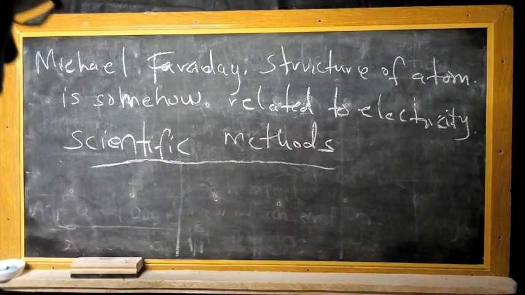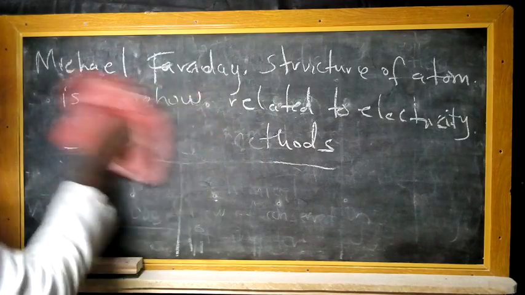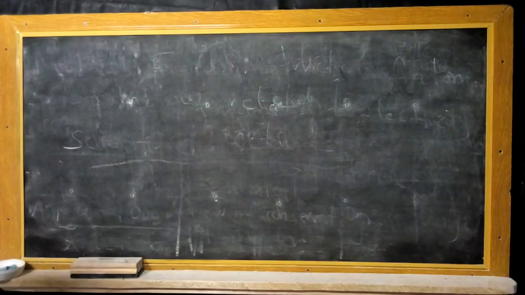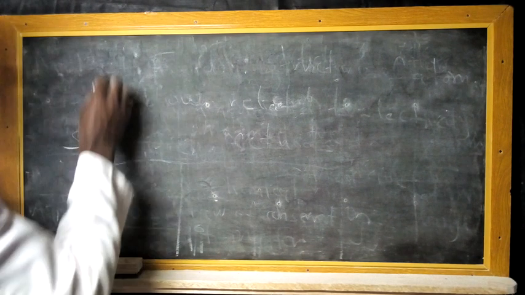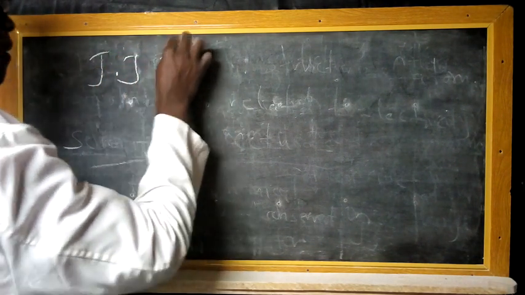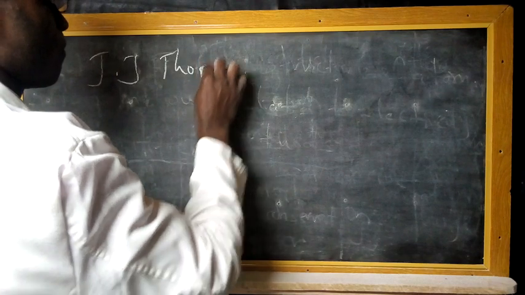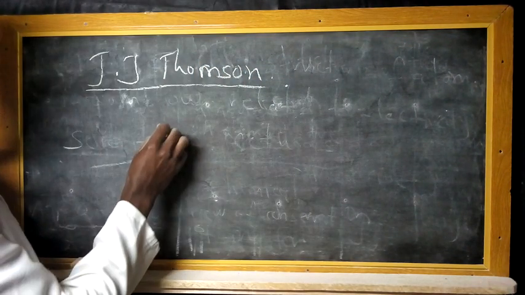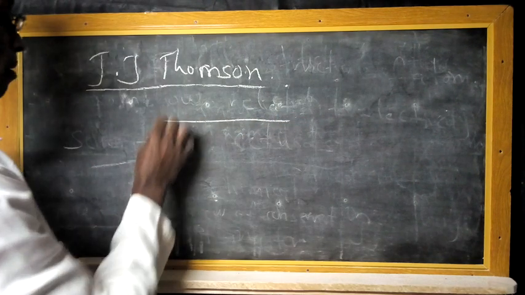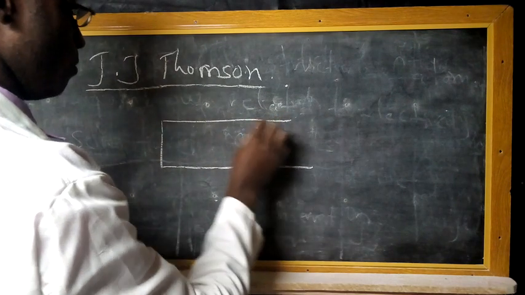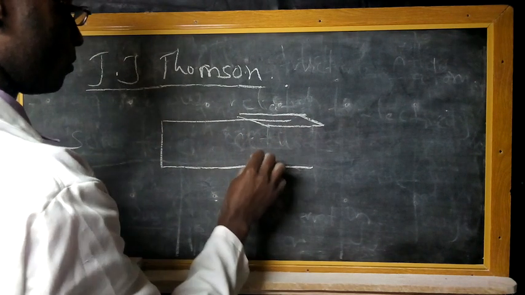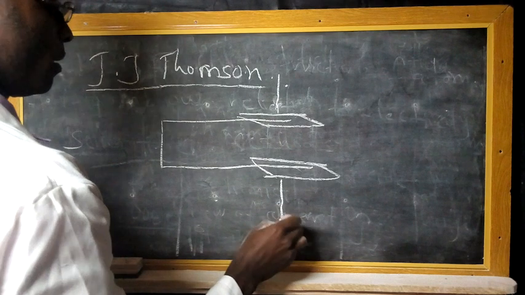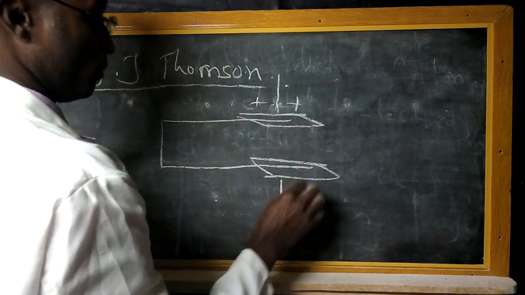So J.J. Thomson was able to successfully discover the existence of electrons by performing an experiment using what we call a cathode ray tube. So for that case, if I just make a small demonstration here, we have a tube. And these are plates. Of course, these are charged plates.